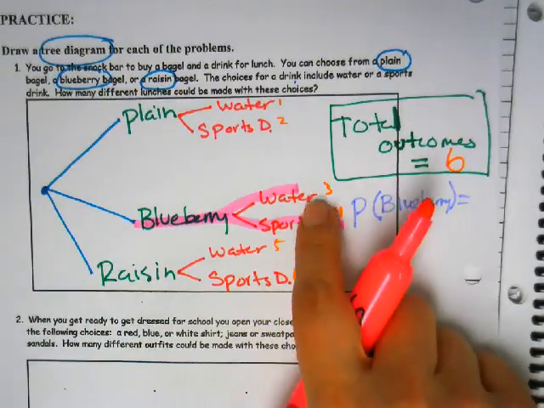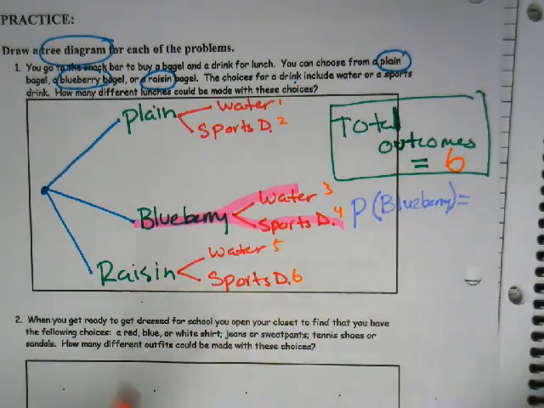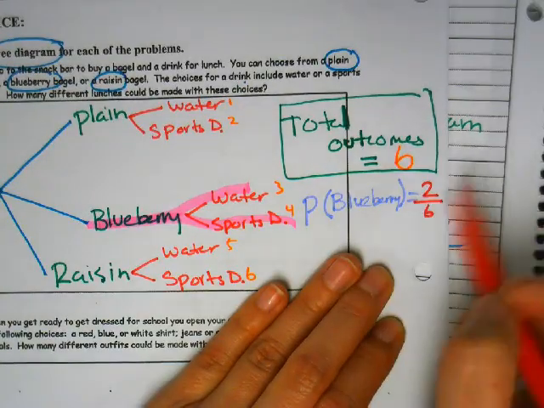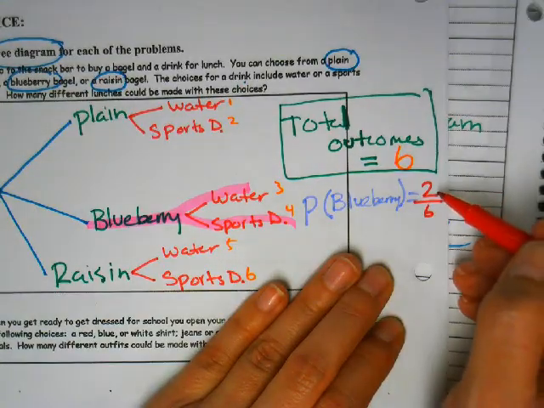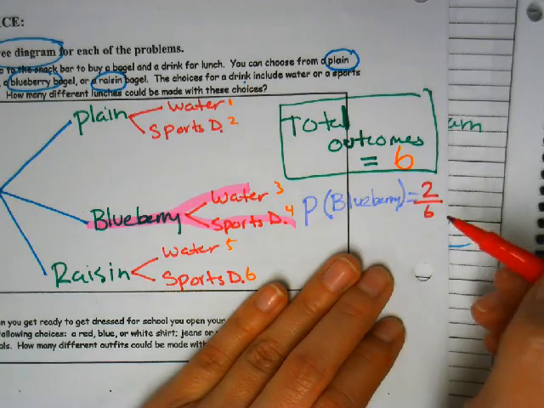1, 2 is blueberry. So, the probability that Neve is going to say blueberry is 2 out of 6. We have to write it as a fraction. Blueberry is 2 times out of how many in total? 6.